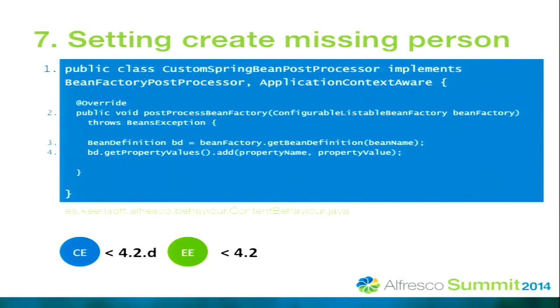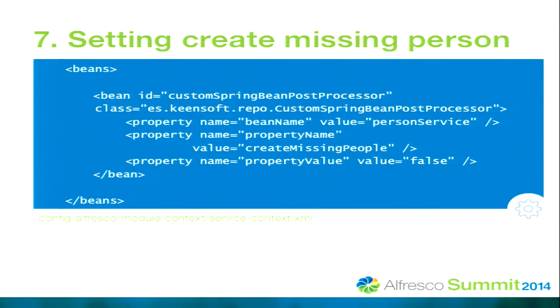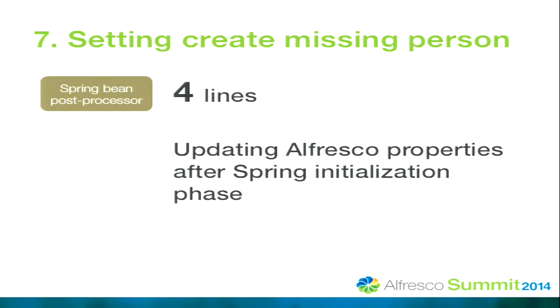So Alfresco starts, and then we enter and change the person service's creating missing people property to false. Okay, we are not touching Alfresco. We are entering after Alfresco. It's the cleanest way I know to do things like this. There are 4 lines again, and we are adapting Alfresco after Spring initialization. That's nice.